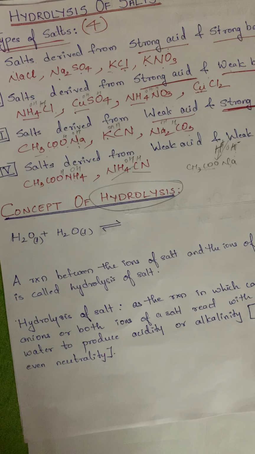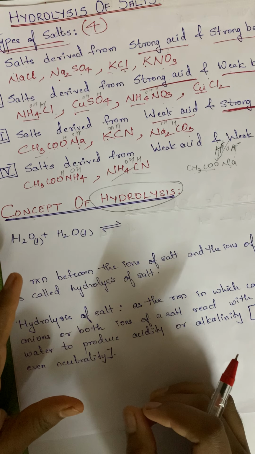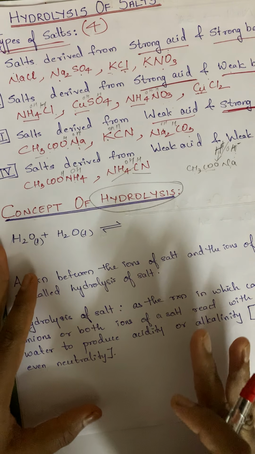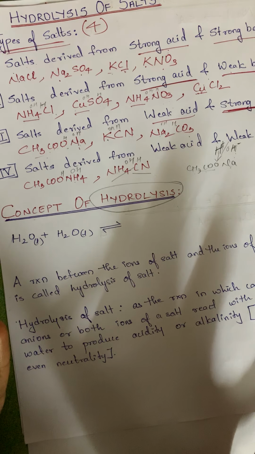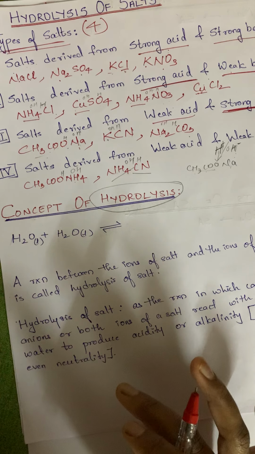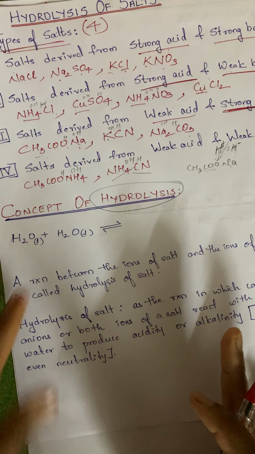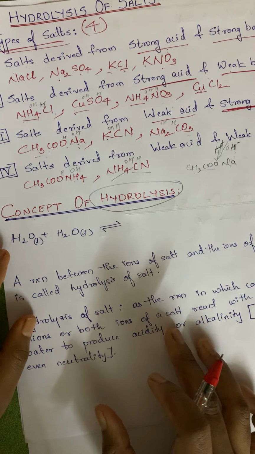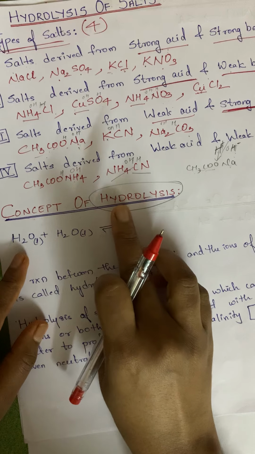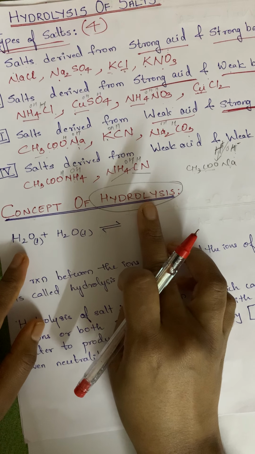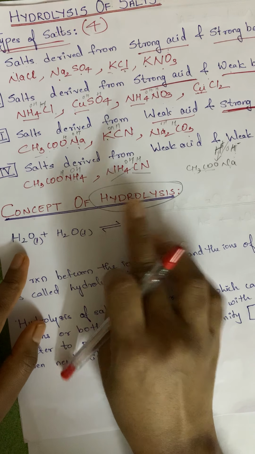Now when a salt, any of the above salts, is added in water, it will dissociate completely into its constituent ions. For example, NaCl added in water becomes Na plus and Cl minus. KCl added in water becomes K plus and Cl minus. So everything will dissociate into its ions. That means the water molecule helps in the dissociation of the salt. That is the meaning of hydrolysis: breaking of molecules with the help of water molecules, to remember.